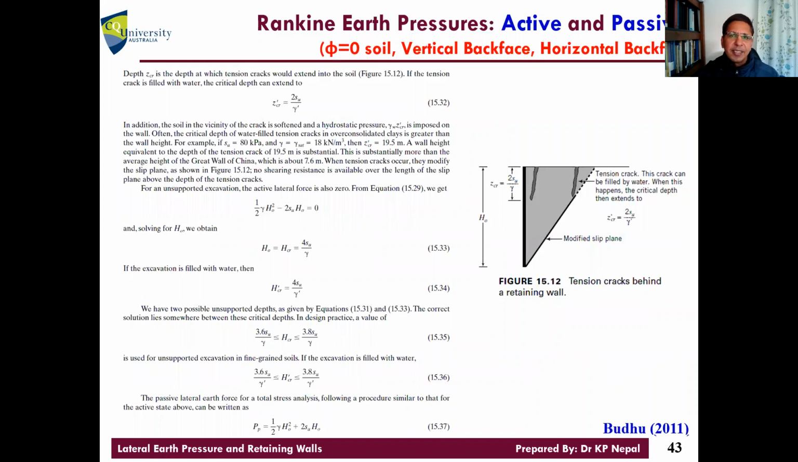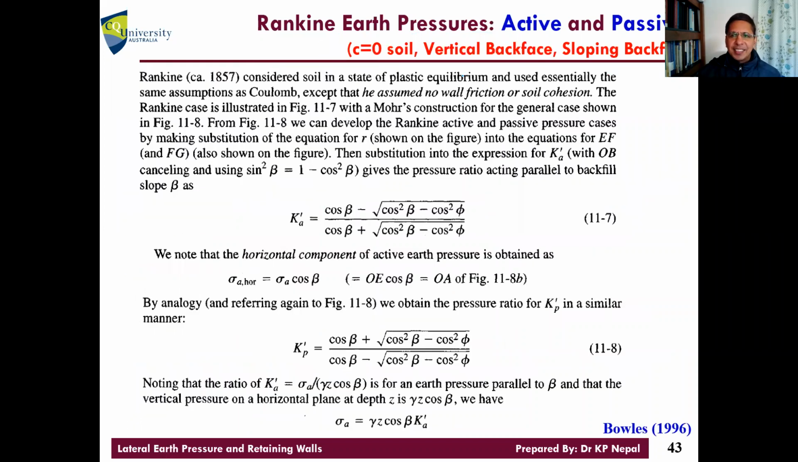You can check. Now, a different case. Still Rankine, c equals 0, only phi, right? c equals 0, so a cohesionless soil, like sand. The vertical back face is still there, the back of the wall is vertical. Look at this, there is a sloping backfill. The backfill is sloped now. We are not retaining a horizontal backfill, but one sloping with the angle beta. You see, the backfill slope is angle beta.